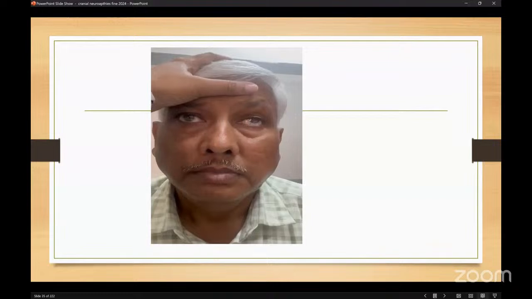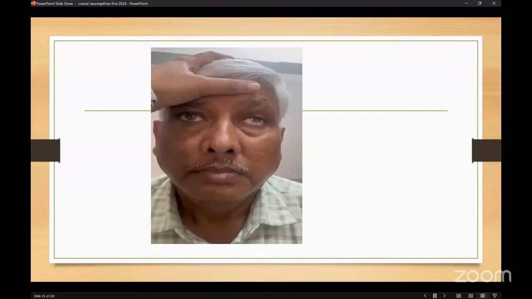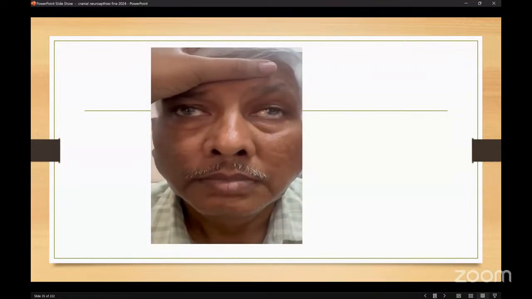Now this patient has come with asymmetrical bilateral ptosis, left more than right. So most likely this is myasthenia with fatigable ptosis.